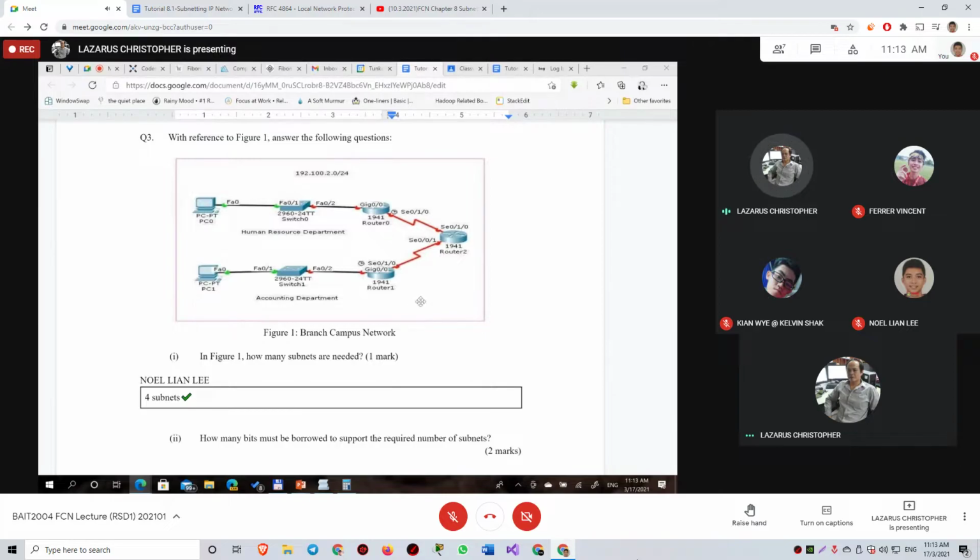Okay, and then between this router and this router, they share this media. So this is another subnet. So two subnets. Similar here, three subnets, and then here four subnets. So we need four. You can see we need four subnets to provide addresses for this topology. How many subnets needed? Four.